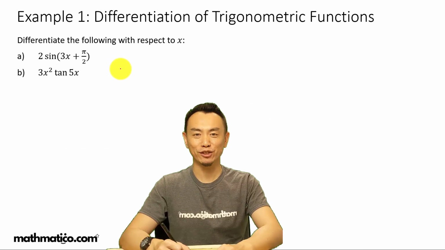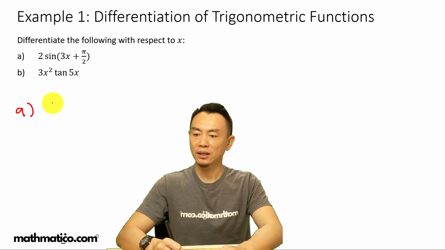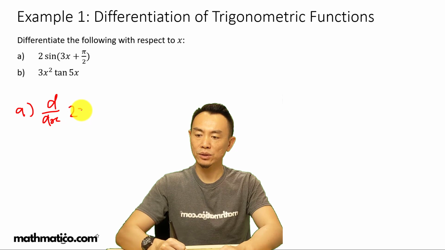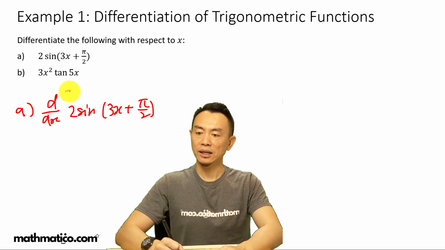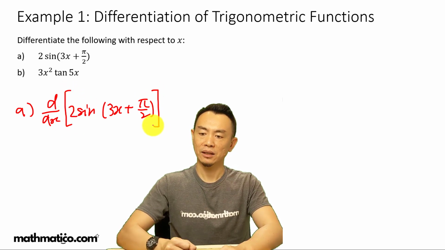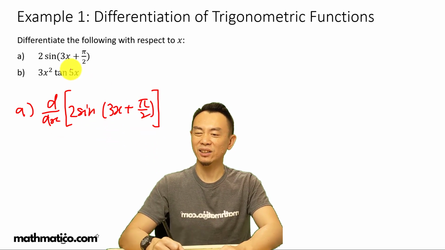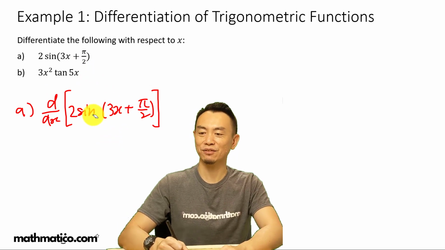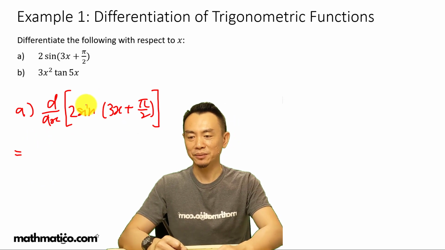Example 1, differentiation of trigonometric functions. So now let's differentiate part A, d dx. Okay, I'll write the operator here first. d dx of 2 sine bracket 3x plus pi over 2. Now, in some places, this expression that's going to take the differentiation will get another pair of brackets, but it's not really very serious. Okay, I think it's fine if you don't put it. But if you want to be safe, then yeah, sure, why not put it.